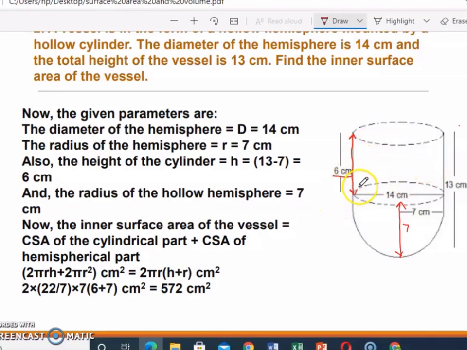So the curved surface area of only the cylindrical part will be 2 pi r h, plus the curved surface area of the hemispherical part, that will be 2 pi r square. Then you will substitute all the values. Over here h will be 6. The radius of the cylinder is also 7 and the radius of the hemisphere is also 7. So after substituting all the values, you will get 572 centimeters square as the inner surface area of the entire vessel.